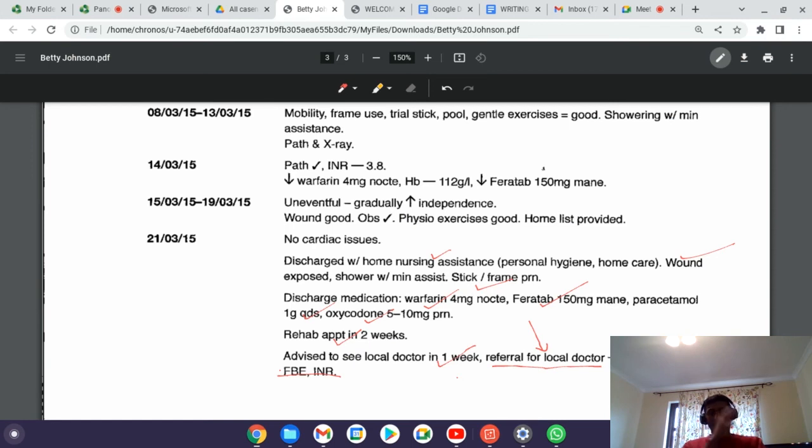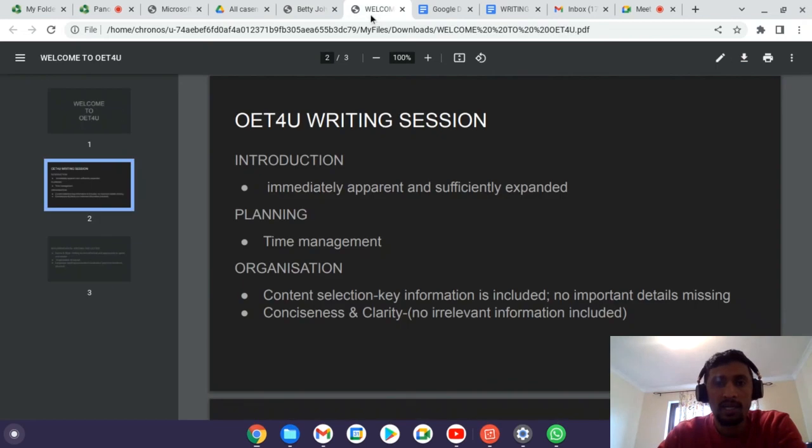Okay. So all the other information you can see, tick, tick, tick, tick, tick, and tick. So that needs to be said to the patient's GP. This is all about the story. So this is only the content selection. Okay, so content selection, key information. We got the key information that is needed for this letter. So if we include key information only, there is no irrelevant information. That means there should be conciseness and clarity in the information we provide in the letter.